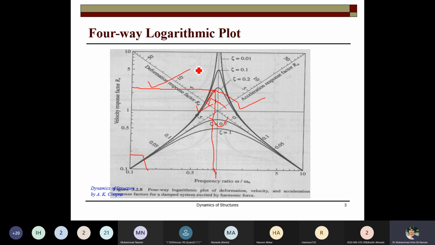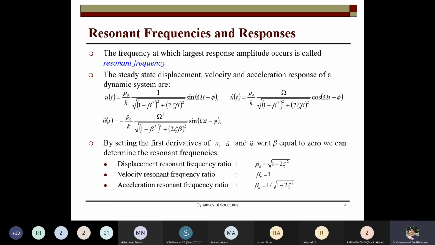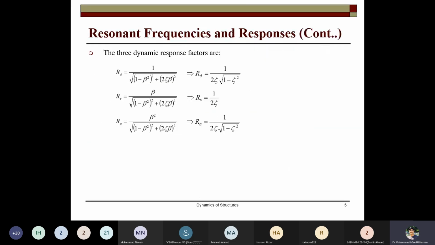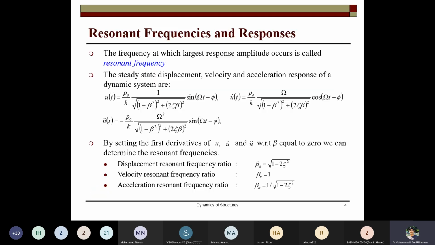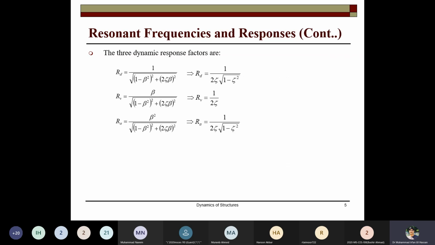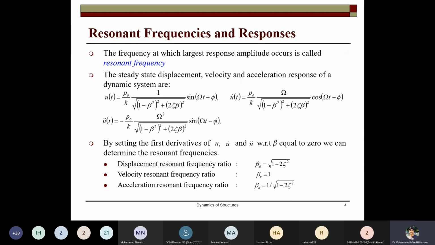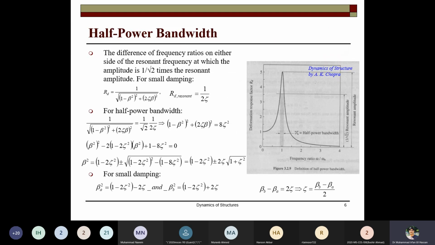This is very helpful for the practicing engineers who are working in dynamics; they can see all three responses simultaneously from the four-way logarithmic plot. So this is called the displacement response factor, velocity response factor, and the third one is the acceleration response factor. So now the resonance frequencies for the damped system.